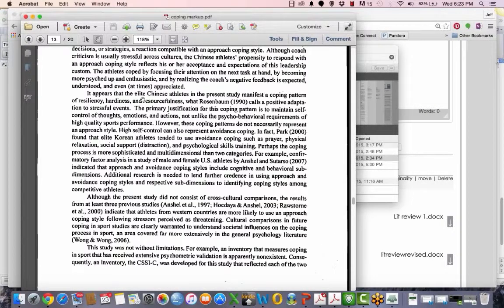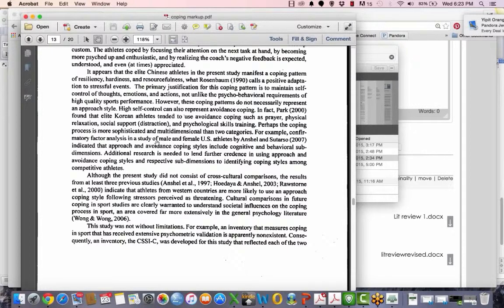Okay, so the authors concluded that elite Chinese athletes manifest a coping pattern of resiliency, hardness, resourcefulness. Okay, and then you can say, in addition, the coping patterns do not necessarily represent the approach style, high self-control. You find the author's actual conclusion, which is generally at the end. Actually, at the end, and then that's the last sentence, and that's it.